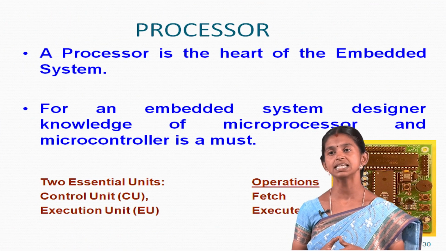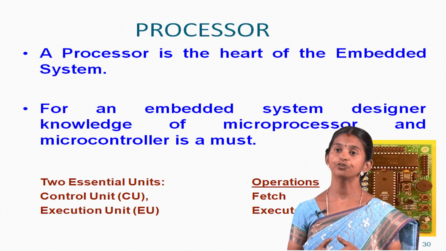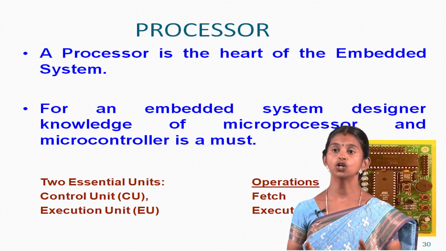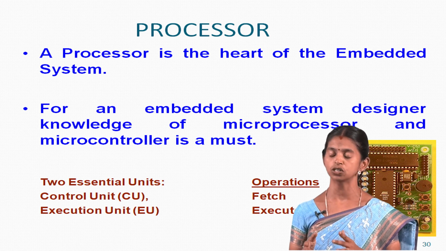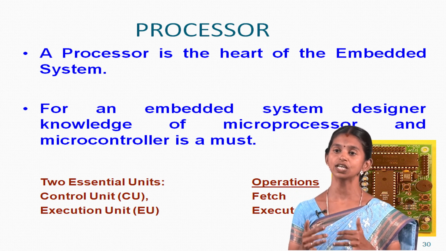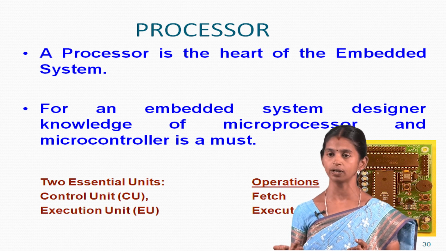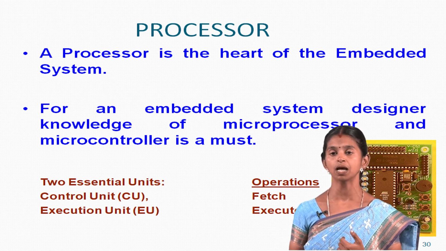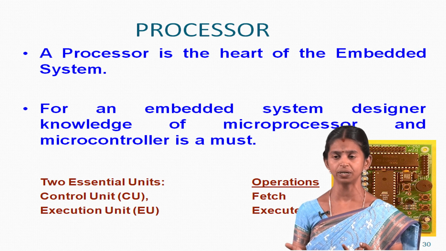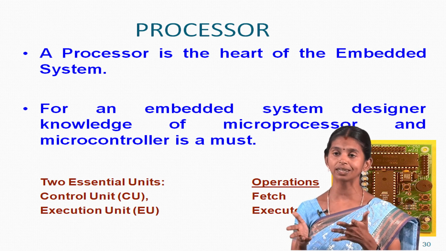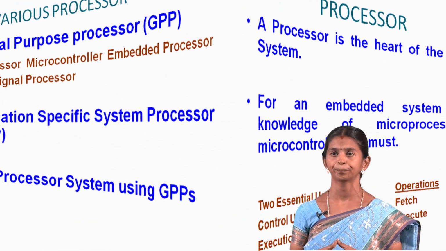Processor. A processor is the heart of the embedded system. For an embedded system designer, knowledge of microprocessor and microcontroller is a must. There are two essential units. Number 1, control unit, which is used for fetching operation. Number 2, execution unit. It is used to execute the operation in the processor.